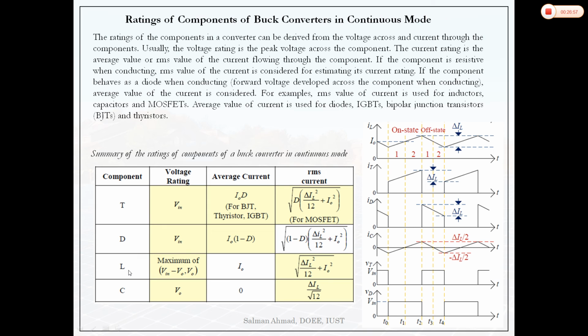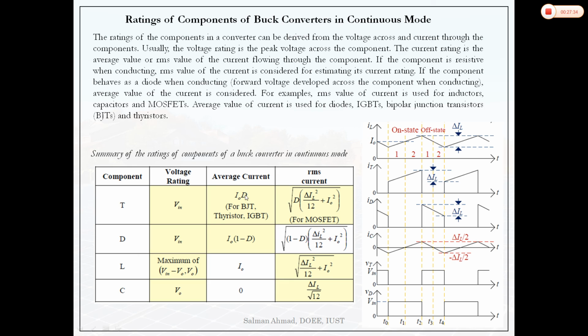Similarly for the inductor, we can see that it is V in minus VO, or minus VO. So the maximum of these two values will give the voltage rating of the inductor. Either this will be maximum or this will be maximum, so based on that, we have to select the voltage rating of the inductor. Similarly, the capacitor is connected across the load. Whatever output voltage we are designing, for that we have to select the capacitor voltage rating.